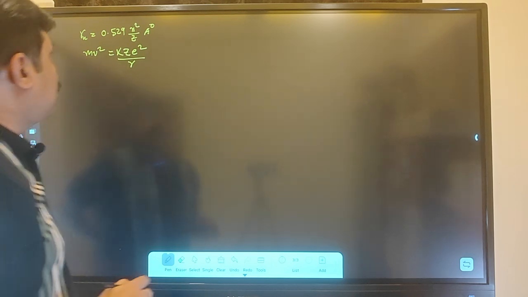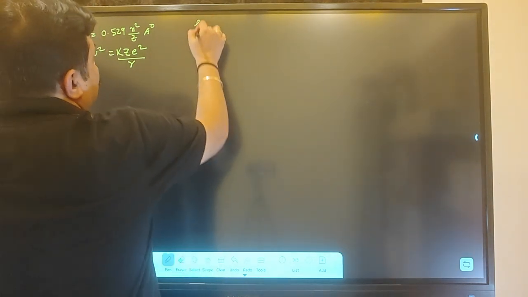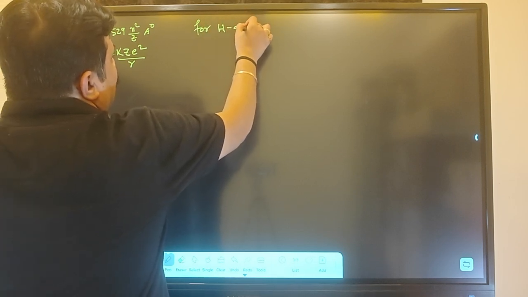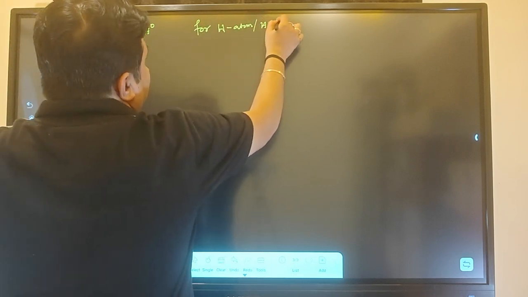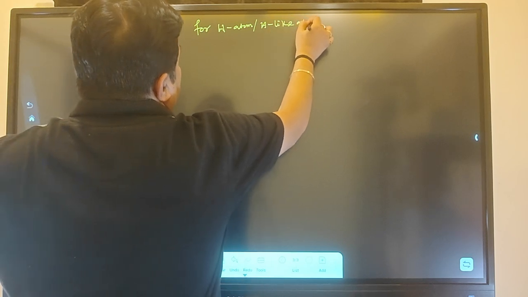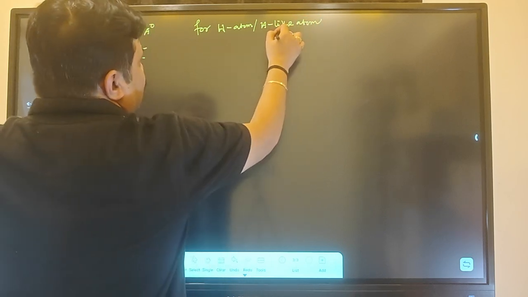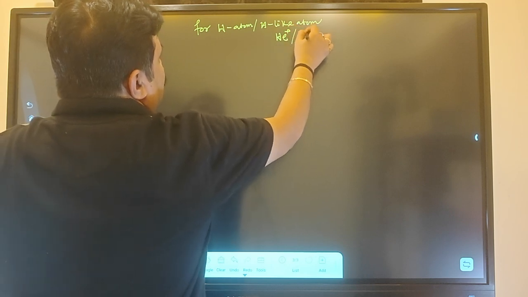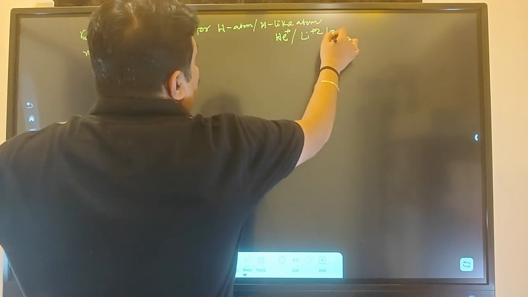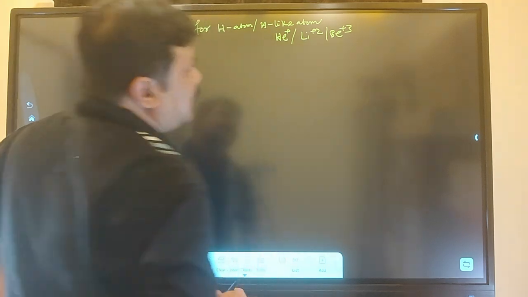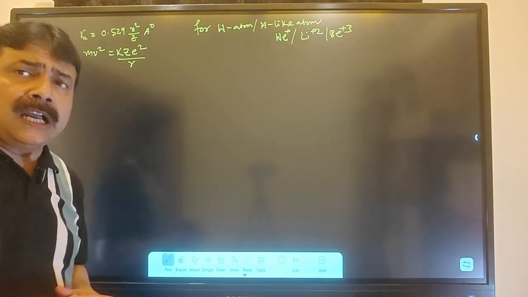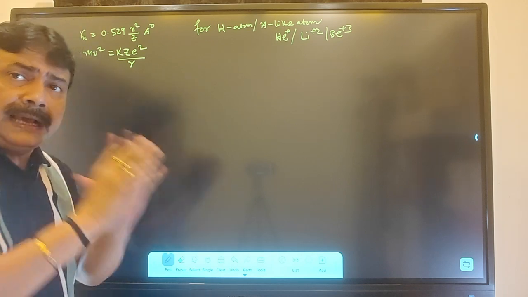Now, the Bohr model is applicable for the hydrogen atom or hydrogen-like atoms. Hydrogen-like atom means a single-electron system. What does that mean? I can write He plus, Li plus 2, B plus 3, all of which have a single electron. So this model will be applicable for the hydrogen atom or hydrogen-like atoms.